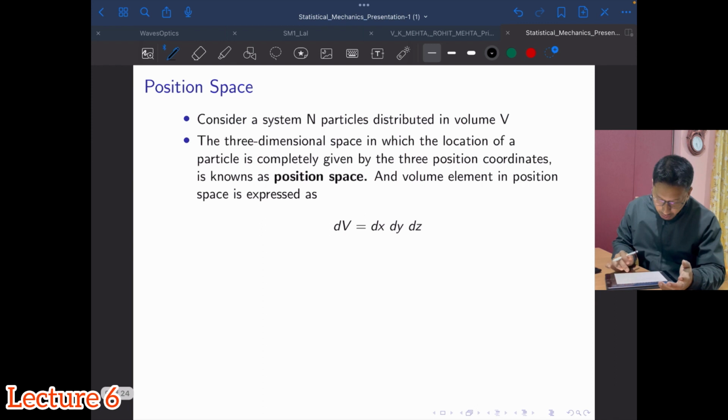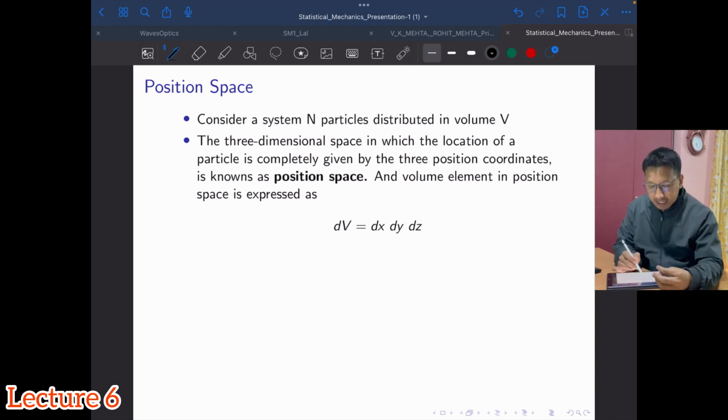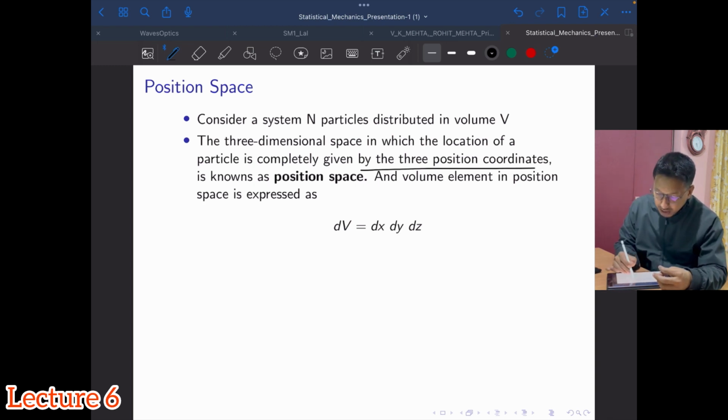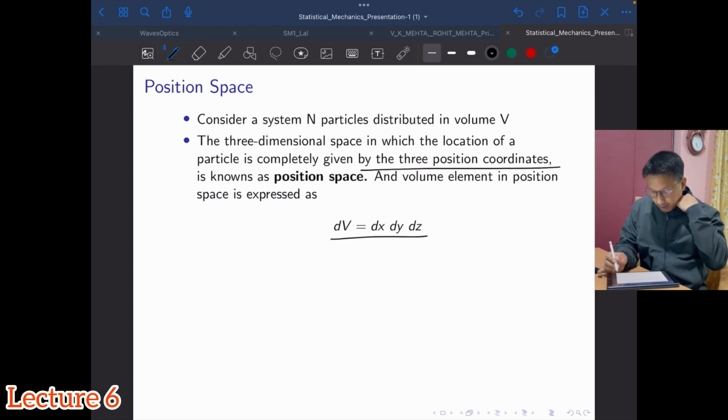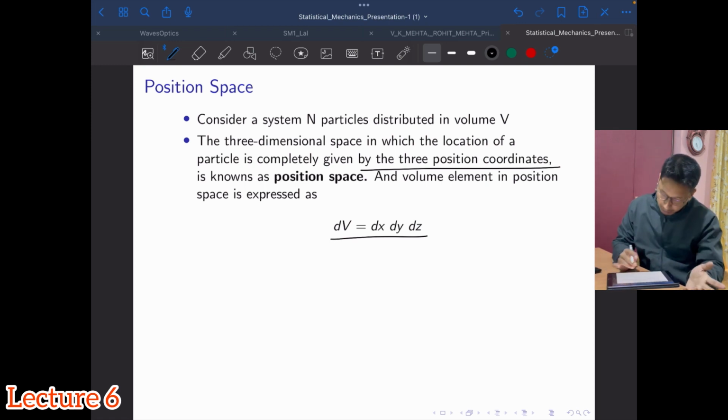The same thing is written here. The three-dimensional space in which the location of a particle is completely given by the three position coordinates, along mutually perpendicular and in fact independent axes. And a volume element is given by the expression we have already talked about in the previous slide.